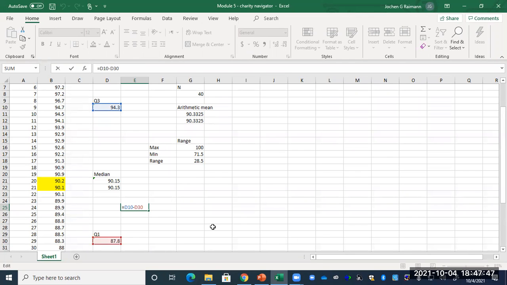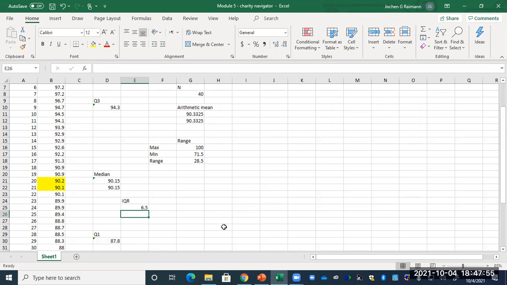Correct. Per definition, that's the case, yes. And Q2 is the median. The median per se would formally be called Q2. You may find that in some contexts. All right?